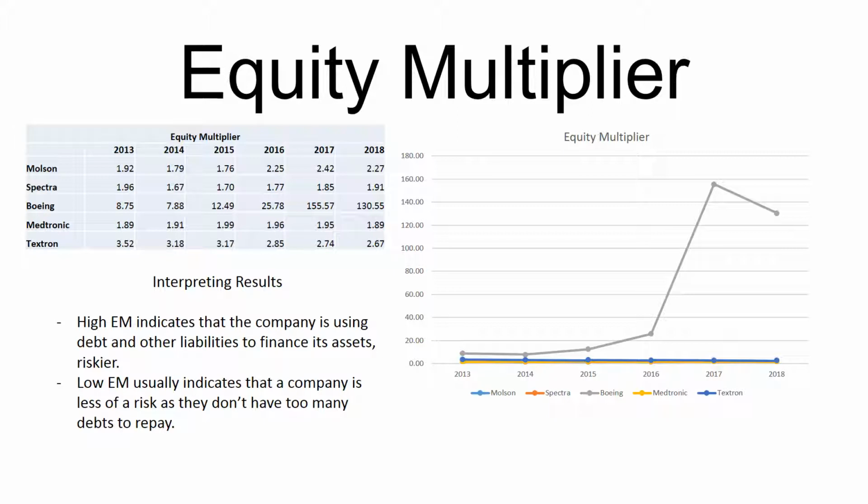So when looking at the table, we can clearly see that Medtronic has the lowest equity multiplier in comparison to the other five companies. We can see that for the last 5 years, it has kept an equity multiplier below 2. In second place, we can see that Spectra has also kept the equity multiplier below 2, which is good, which means that these two companies don't have too many debts or obligations to repay, which means if you ever loan them money, they will be more than able to repay you back.